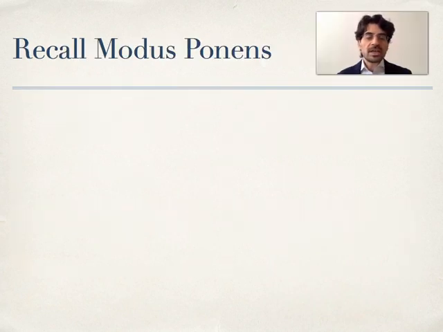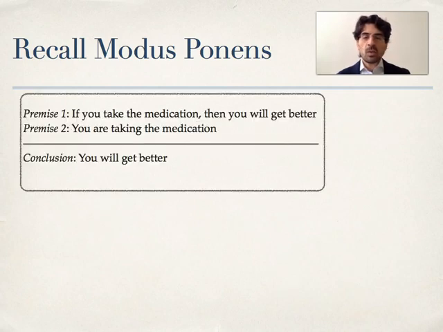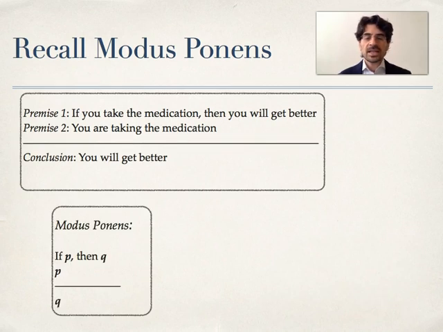We call the argument pattern modus ponens. Here is one example. If you take the medication, then you will get better. You are taking the medication, therefore, conclusion, you will get better. This argument pattern can be formalized in the following way: if P, then Q; P; therefore Q. The task now is to determine whether this argument pattern, modus ponens, is valid or not.